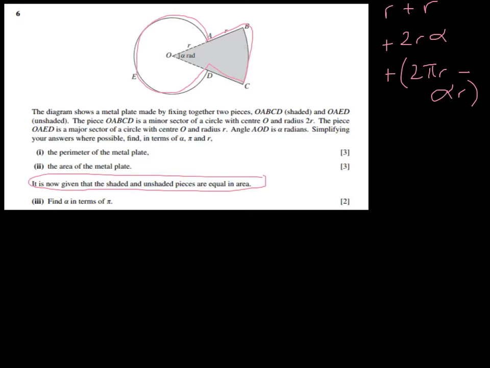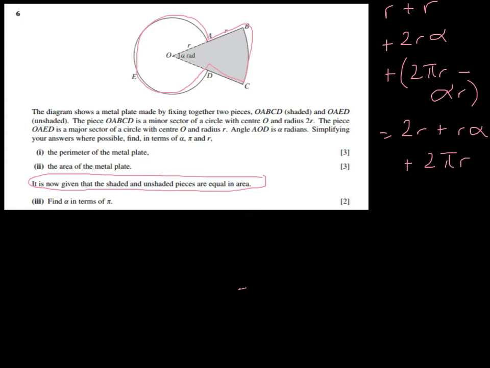If I go through and tally that up, first of all I'm going to get 2r from the first part there. I'm going to get 2r alpha minus alpha r. They're the same thing, r alpha, alpha r, whatever. That's going to leave me with 1 r alpha, or alpha r, and that's going to leave me with that 2 pi r as well.